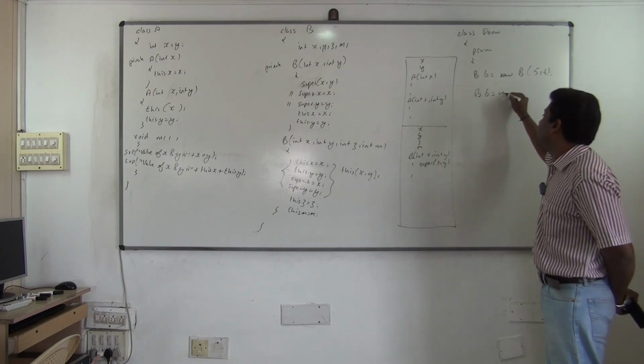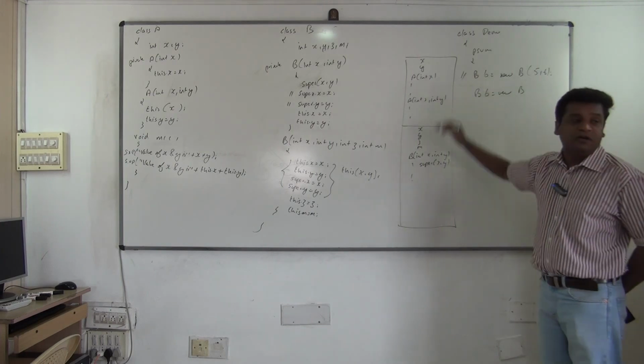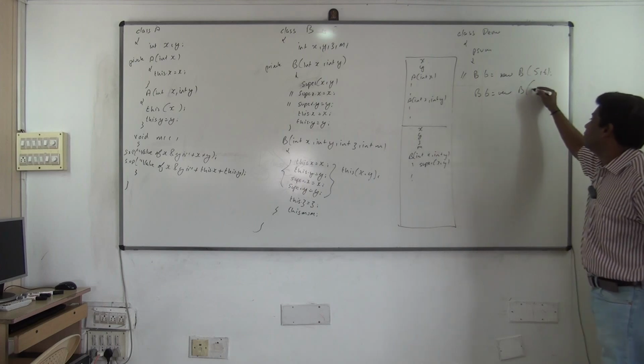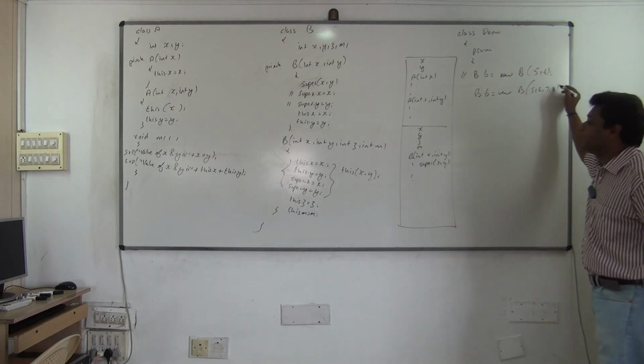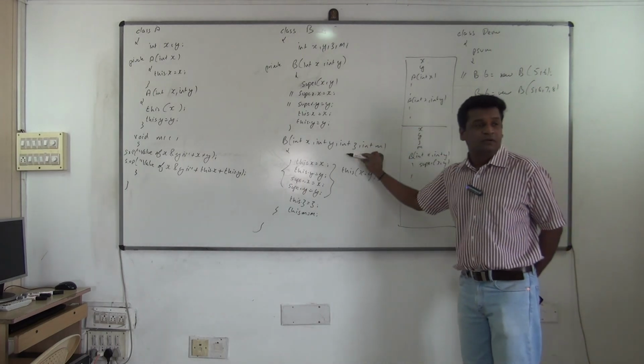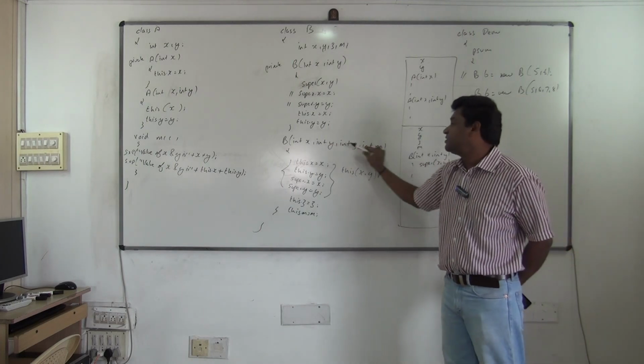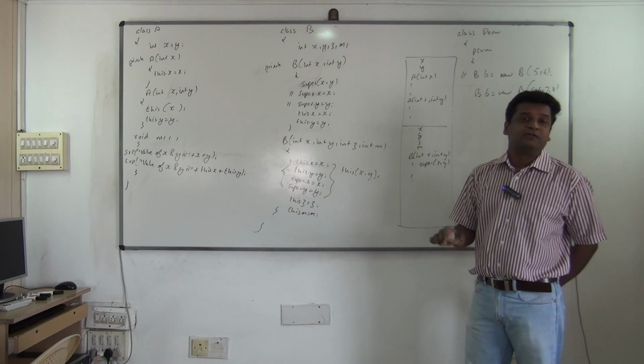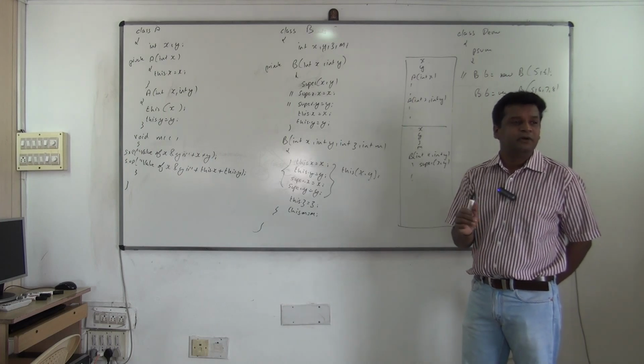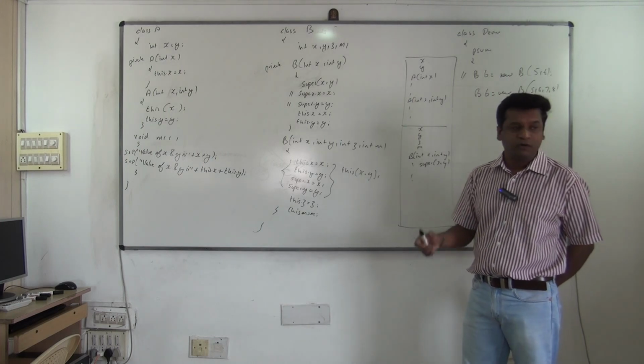B is equal to new B. Supposing I make this private, you cannot call it. Now see, B is equal to new B of 5, 6, 7, 8. What happens? Values will come to the second constructor. In the second constructor what will happen? The values are given to X, Y, Z, M parameters. The values in 4 parameters have to be given to 6 instance variables. Now how will you give?